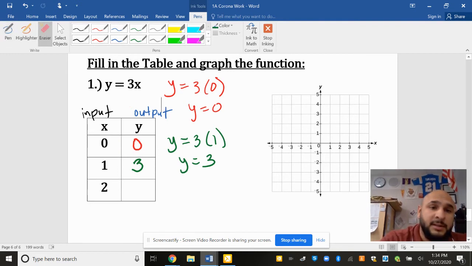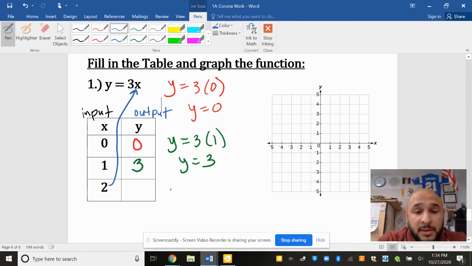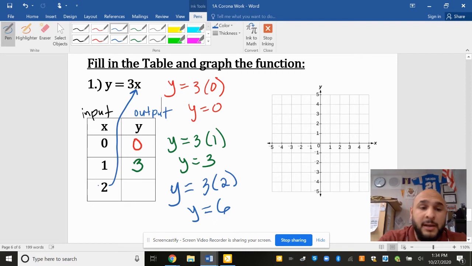And last but not least, let's say we have x equals 2. So I'm going to substitute x with 2. That's going to give me y equals 3 times 2. And 3 times 2 equals 6. So when our input is 2, our output, our y, is 6.